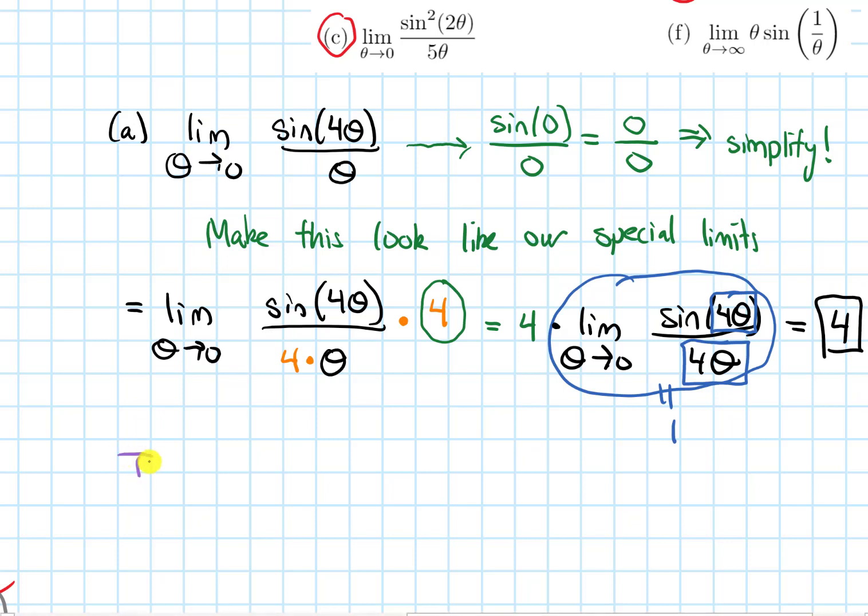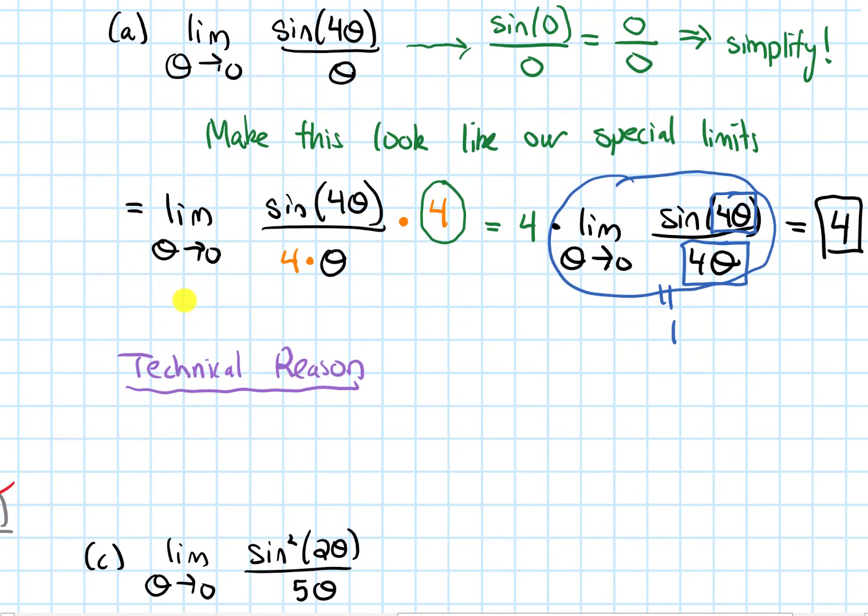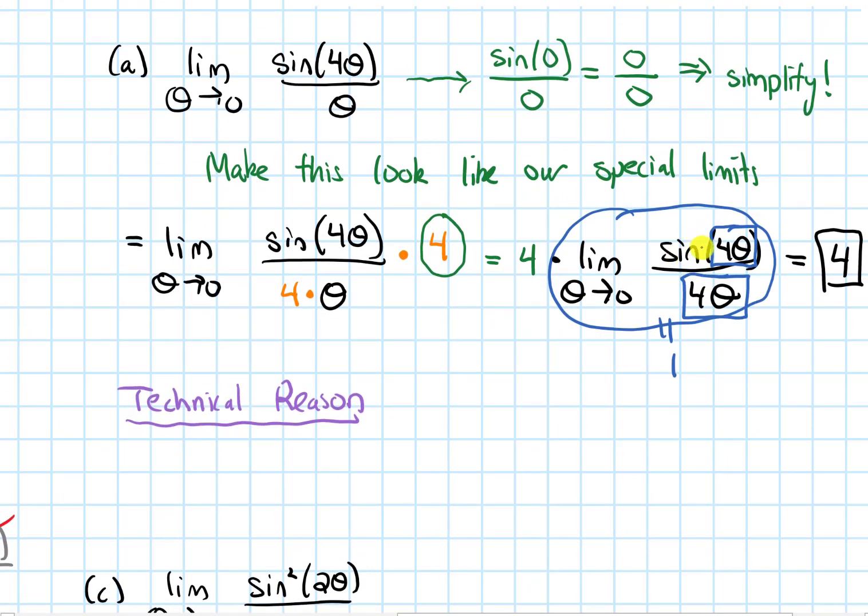So I want to talk about the technical reason for why I'm allowed to just say that this is the special limit. All right, so the technical reason is we can make this look really like our special limit if we do a substitution. If I let y be equal to that angle 4 theta, then I'm going to have to rewrite this limit. Right now it says theta goes to 0. I'm going to have to rewrite that in terms of y. So as theta goes to 0, y is going to be going to 0.